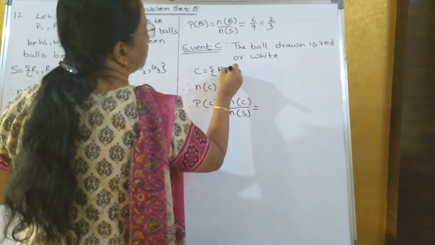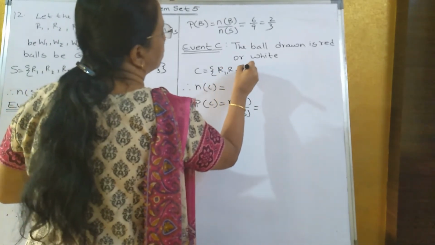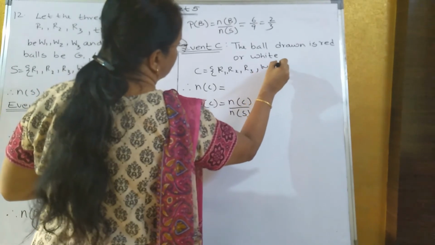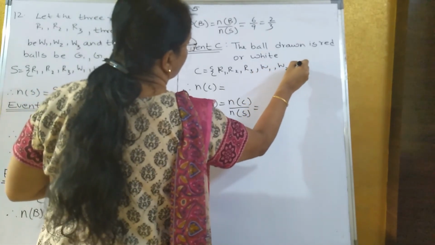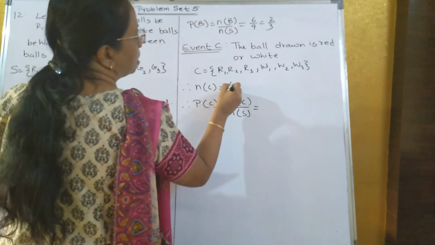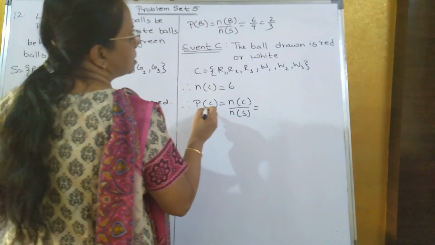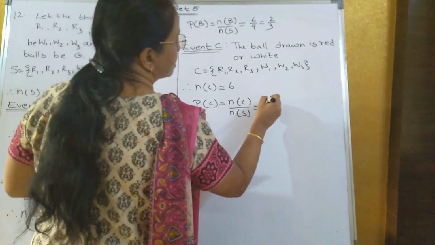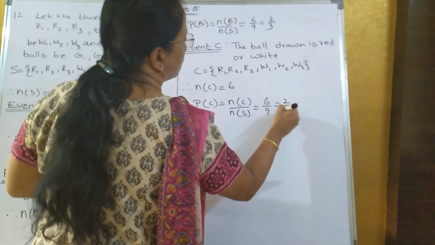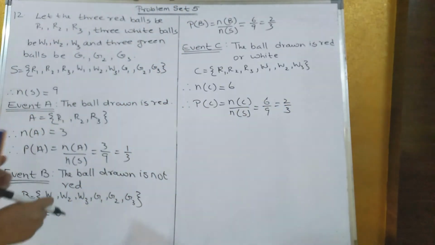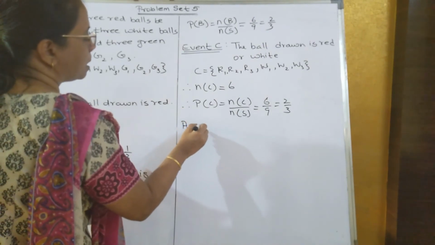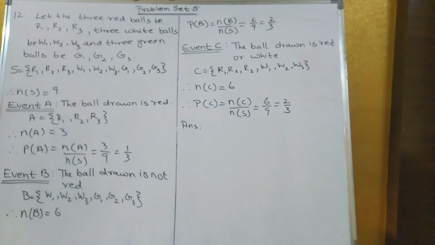Now event C, the ball drawn is red or white. So R1, R2, R3 or white, W1, W2, W3. So totally how many elements are there? 6. That is PC is equal to NC upon NS. That's equal to 6 upon 9, that's equal to 2 upon 3. So then you write down the answer. What is PA, PB and PC?